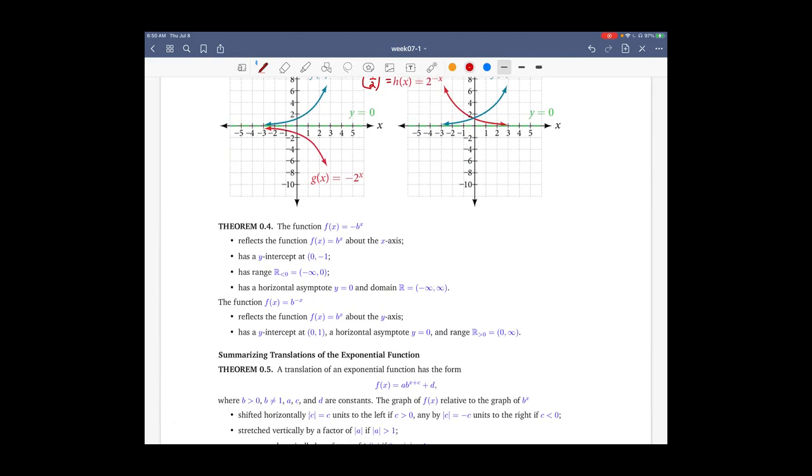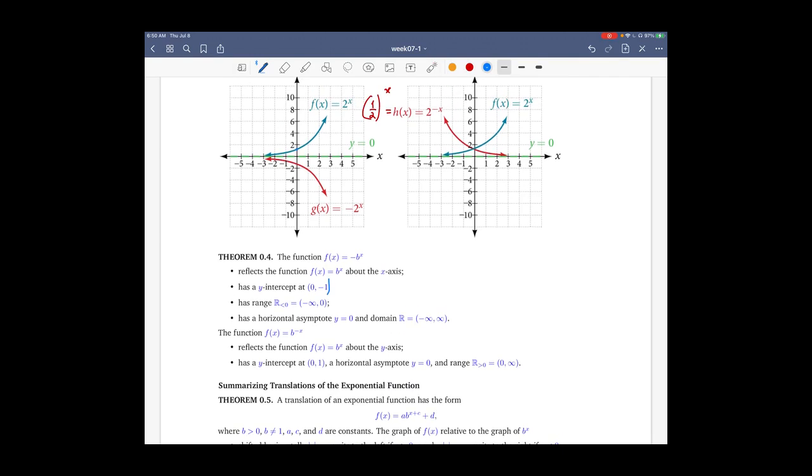So the theorem here summarizes reflections. To graph negative b to the power x, all we need to do is reflect about the x-axis. So the y-intercept changes, of course, from the point 0, 1 to the point 0, -1, which is symmetric to the point 0, 1 about the x-axis.